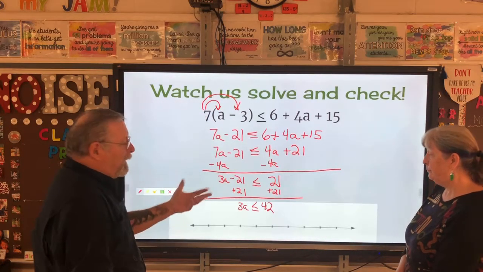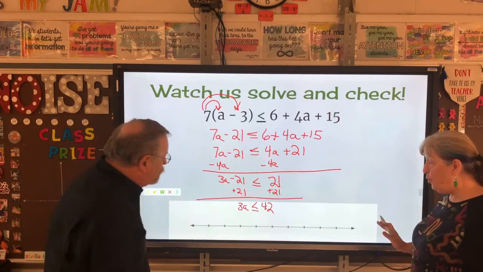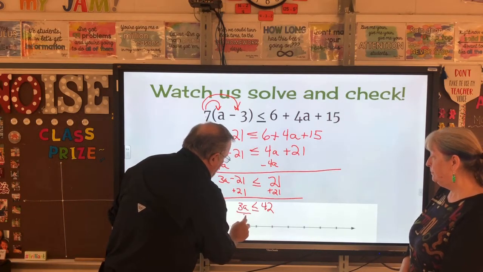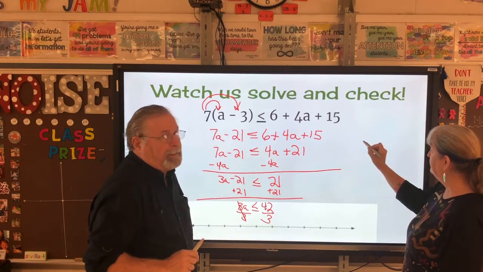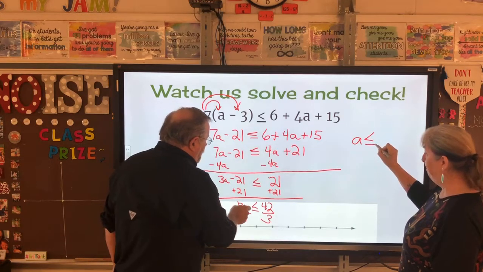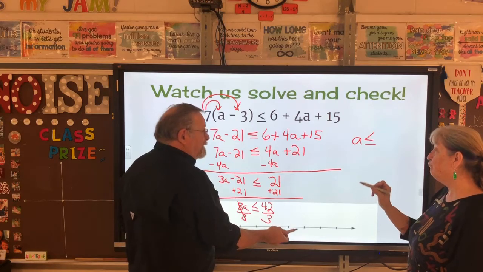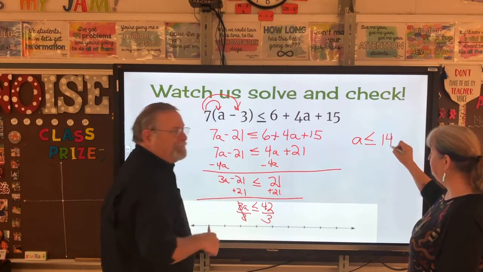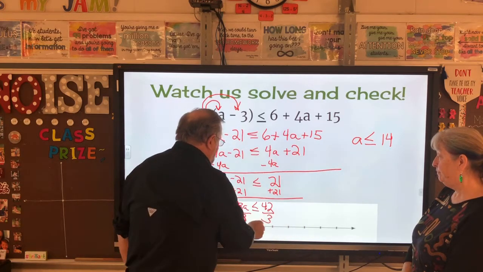Okay, so now all I gotta do is get rid of the 3, and it's a positive 3, so I don't gotta worry about any special rules. So I divide by 3, and I divide by 3, and those guys cancel each other out. So I end up with a is less than or equal to, I guess that's 14? 14. Pretty good, huh?